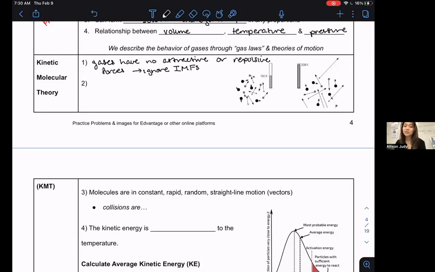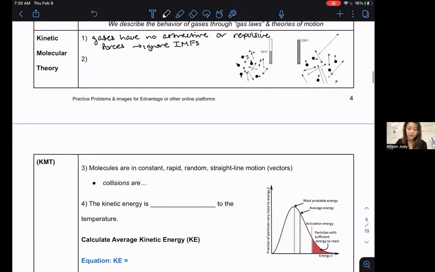Now, obviously, we know that there are intermolecular forces between the gas particles, but considering the general nature of gases to be quite far apart from one another and to have quite a high kinetic energy, we can create a scenario to make the conclusions that we need to make and identify the patterns that we need to identify, where we can just assume that there are minimal, if not negligible, IMFs.